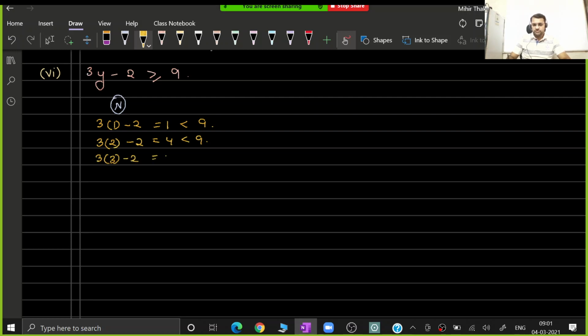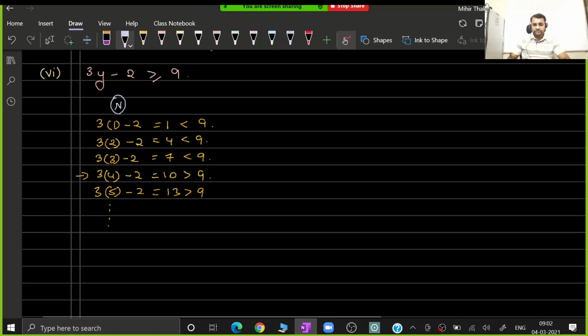For 3, 9 minus 2 is equal to 7. Again lesser than 9. 3 into 4 minus 2, that is 12 minus 2 is 10. This is greater than 9. 3 into 5 minus 2, which is equal to 13. It is also greater than 9. So all the natural numbers after 4 will be satisfying the condition. The remaining natural numbers will not be satisfying this condition.